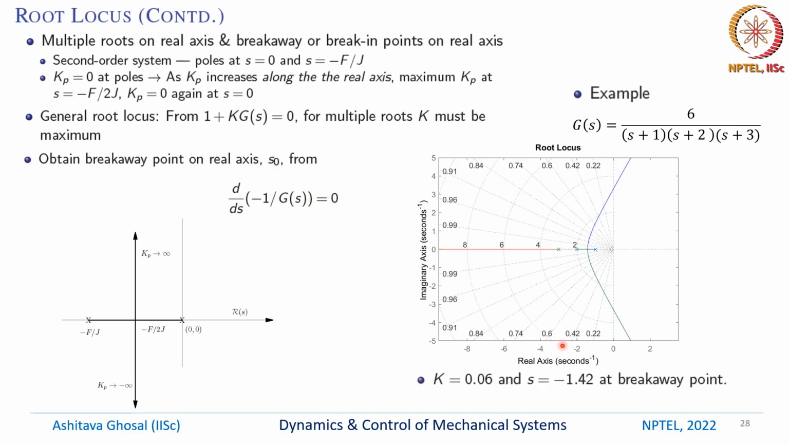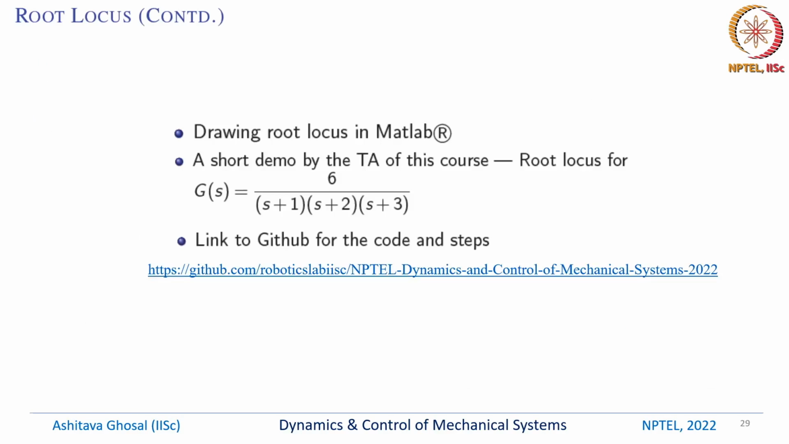So in this case, it happens that for this example, s equals -1.42, and the value of k at that place is 0.06. We can also find out the value of k where this root locus breaks away. As I had mentioned right in the beginning of this lecture, we can always draw a root locus using MATLAB.